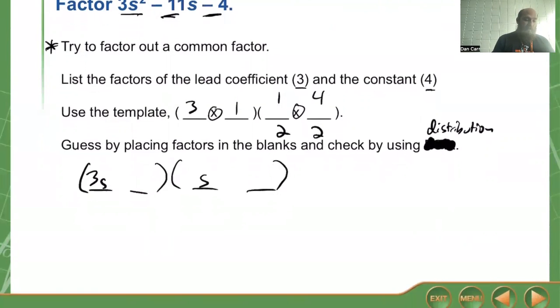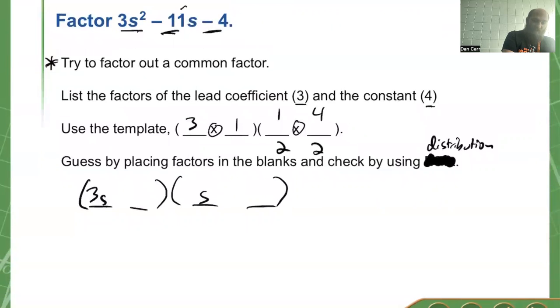Okay. So unfortunately, with guess and check, you might have to do a few of these. I think I know which one it is, just because I think the only way for me to get to a negative 11 in the middle is if I put a negative 4 here and a positive 1 here.